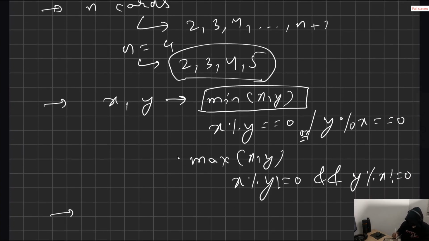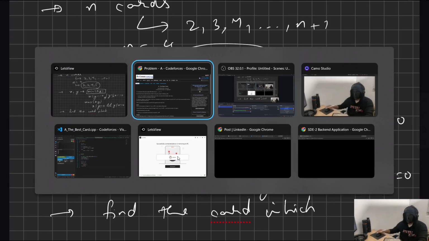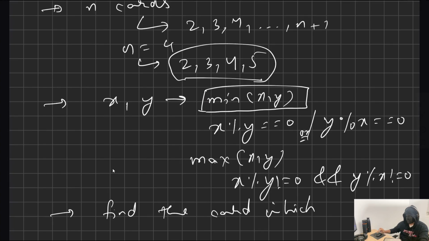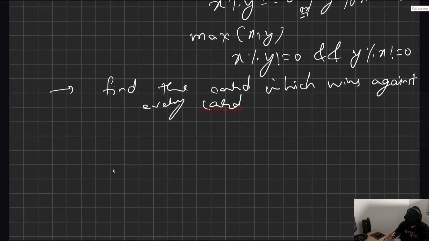So in the question what they've asked is to find the card which wins against every card. We need to determine whether there exists a card that wins against every card. So we need to find that card.